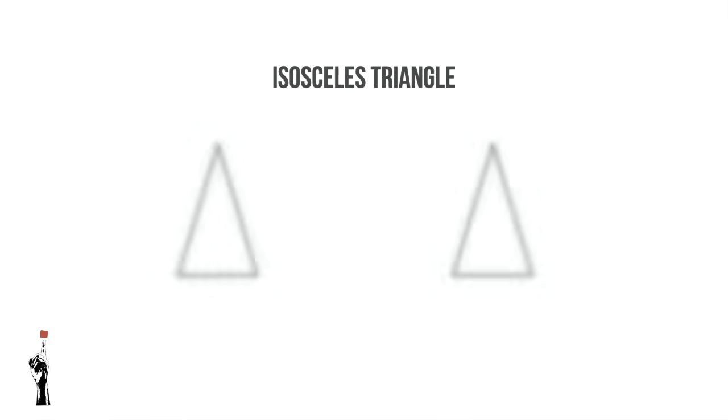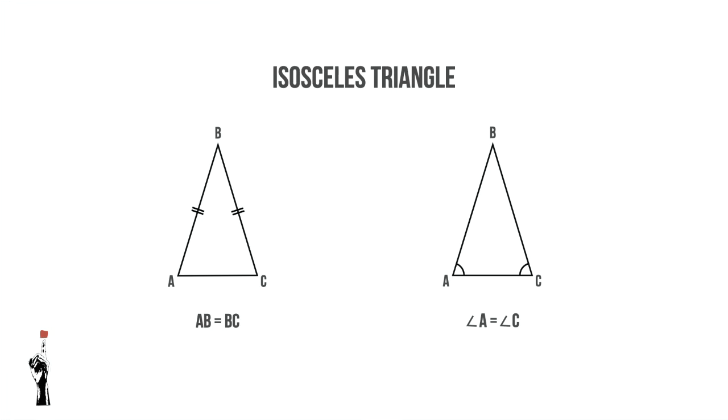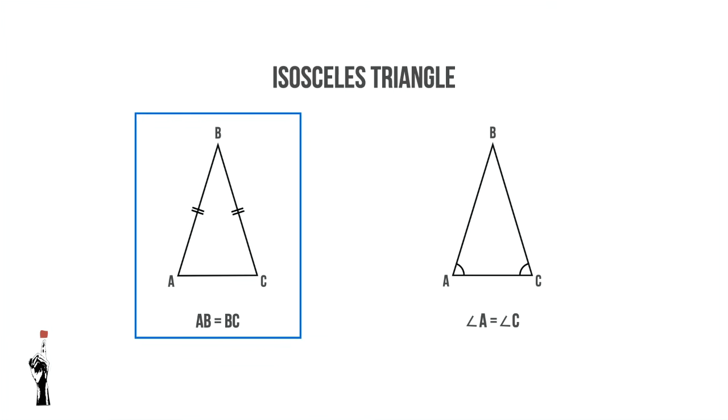Next up, I have my isosceles triangle. Over here, I have two scenarios. My first scenario is where they give you a triangle, and then they tell you that AB is equal to BC. So only your third side is not equal in length with the other sides.